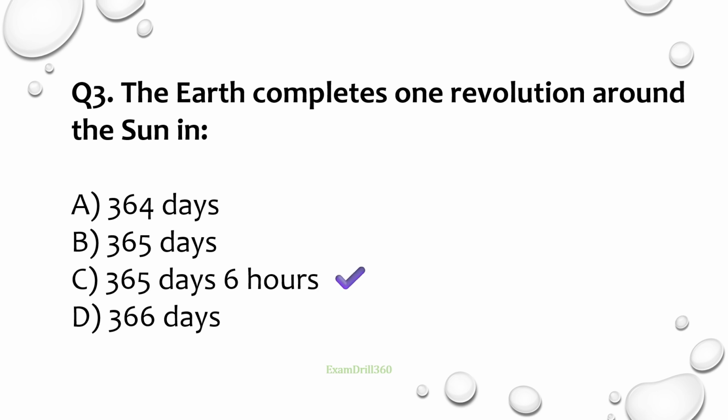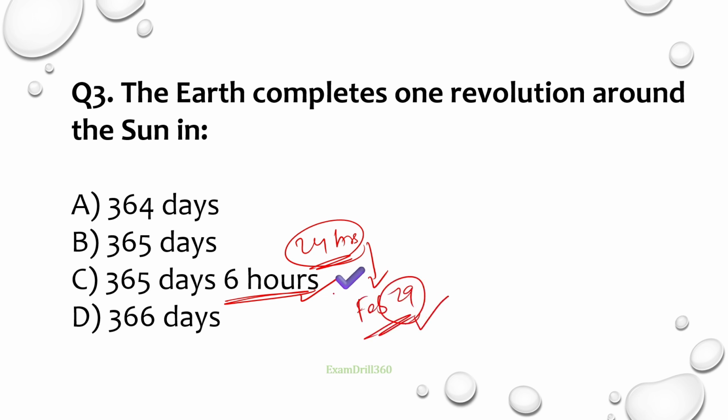The correct answer is exactly 365 days, 6 hours. We discussed already, and this 6 hours is accumulated every 4 years to make 24 hours. And this is added in the month of February as February 29, the extra day. And that is what we call a leap year.